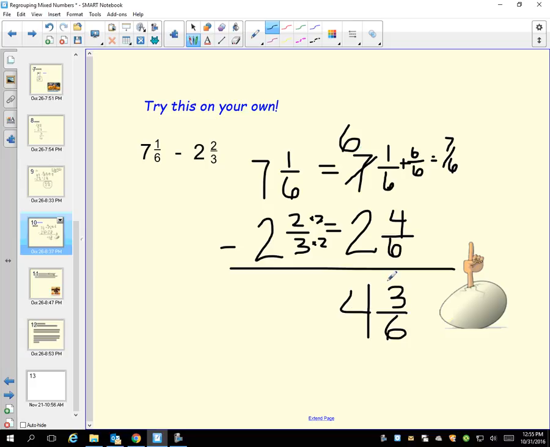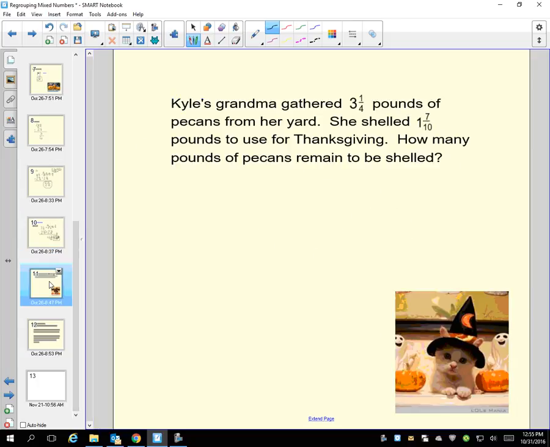But I can simplify this answer. My greatest common factor of 3 and 6 is 3. So if I divide 3 by 3, I get 1. 6 divided by 3 is 2. 4 and 1/2 is my final answer. Okay, pause the video and try to do this one on your own.